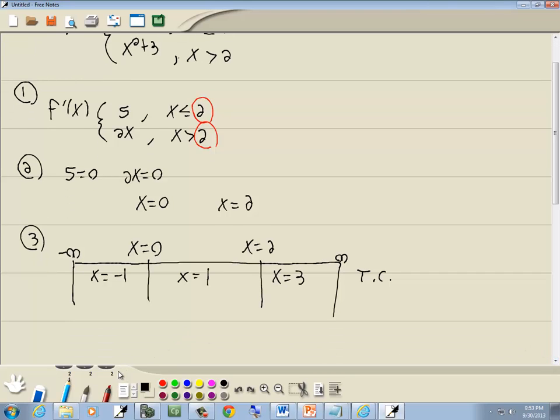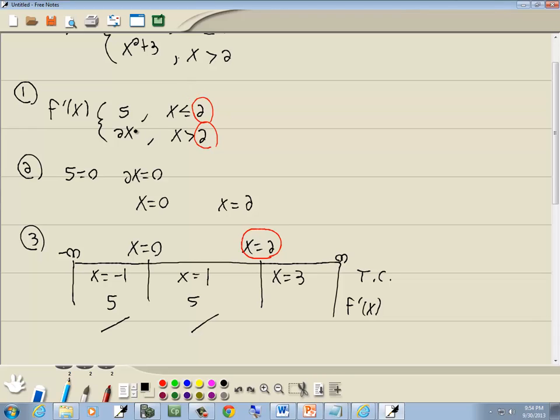Now, we want to plug this into our derivative, and this is kind of the tricky part. Notice our condition is 2, so the 2 is where it switches. So for this test case and this test case, we're going to plug it in to this first piece, because that's where x is less than or equal to 2. Less than or equal to 2 is to the left of this value. Now when we plug it into this, we get 5. Well, there's no x to plug it into, and 5 is by default positive, so this is increasing and this is increasing.